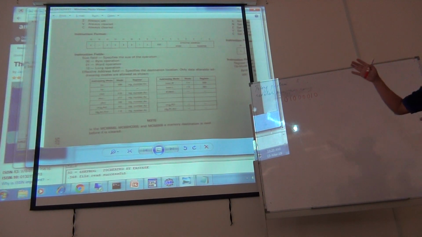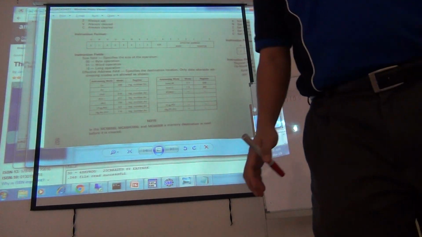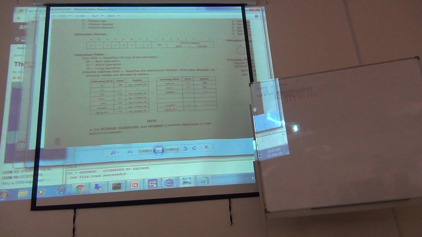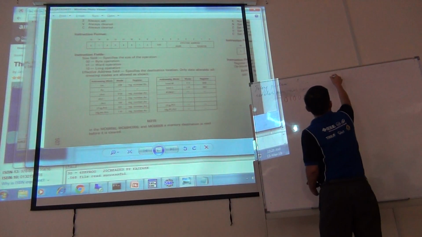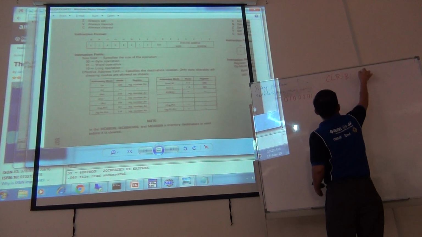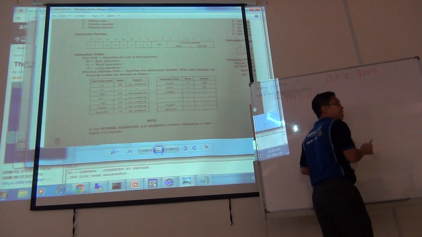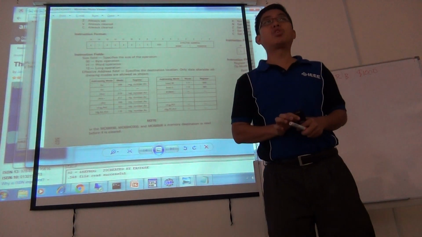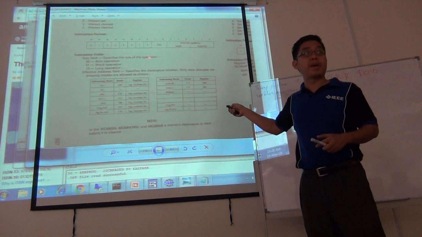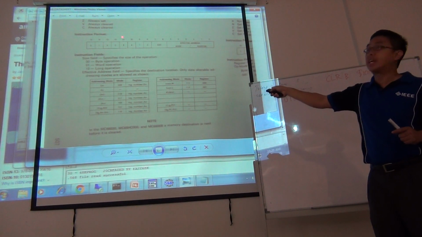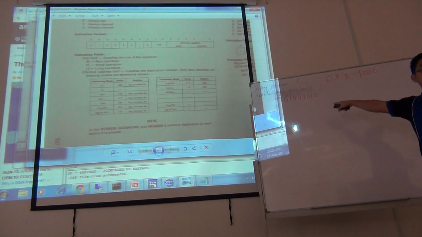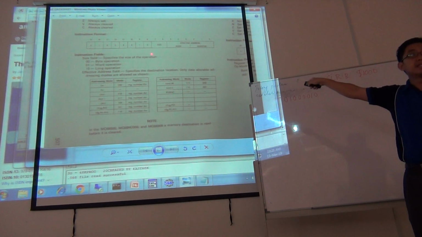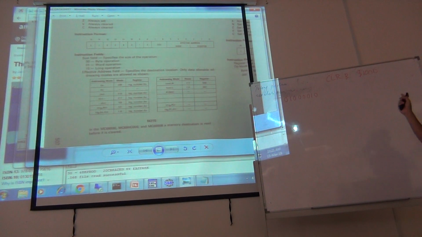So now we need to find out more. Clear.byte $1000, so this is my instruction. The machine code is converted based on this instruction format. The first 8 bits are already given here. Now fill up the size number. Size is according to this instruction. Your size command is what? Clear.byte. Byte is what? 00. Byte is 00.